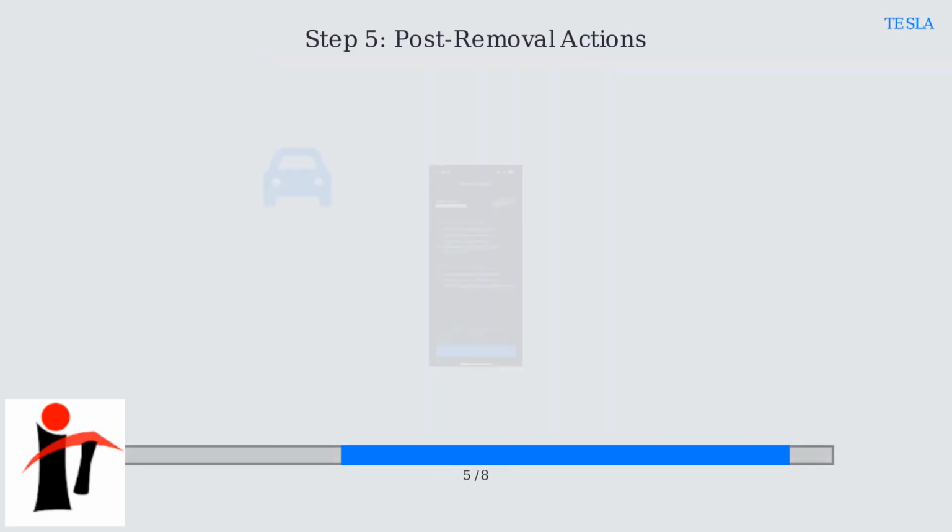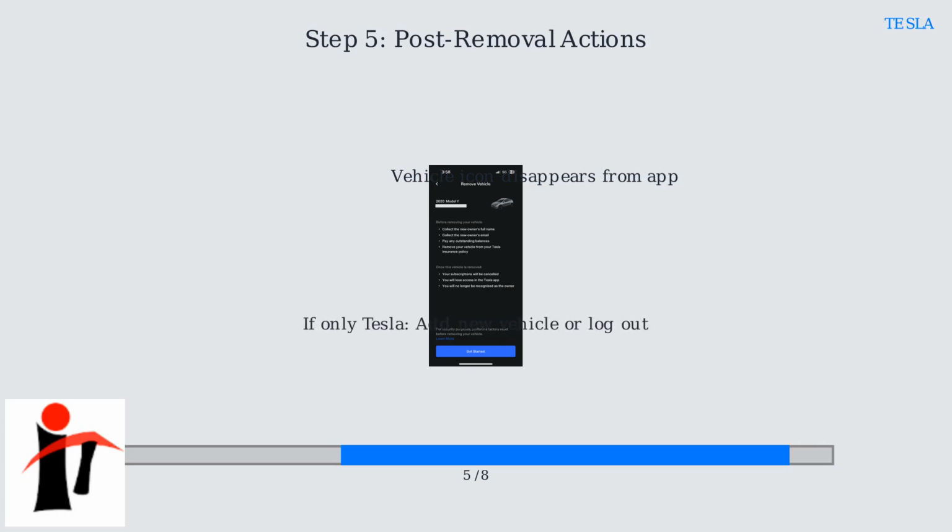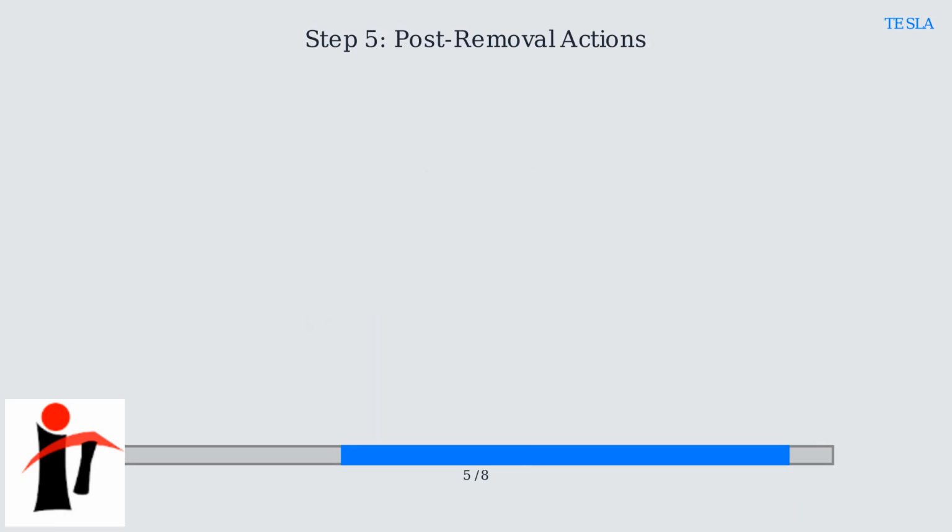Once you've confirmed the vehicle removal, several changes occur immediately in your Tesla app. The vehicle icon will disappear from the main screen, removing all access to that vehicle's controls and data. If this was your only Tesla vehicle in the app, you may see a prompt asking if you'd like to add a new vehicle or log out of the app completely. This helps keep your account organized.